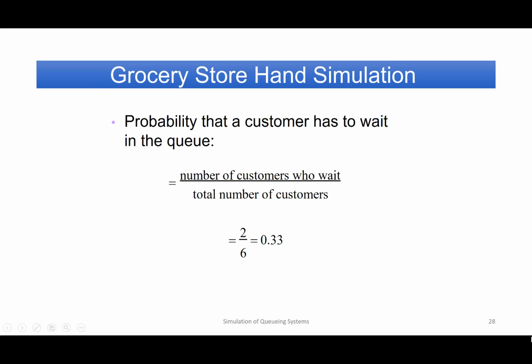The probability that a customer had to wait in queue is simply the number of customers who waited divided by the number of customers, or 2 divided by 6, or 0.33. This is good information to show, given that the average could be a little bit misleading.